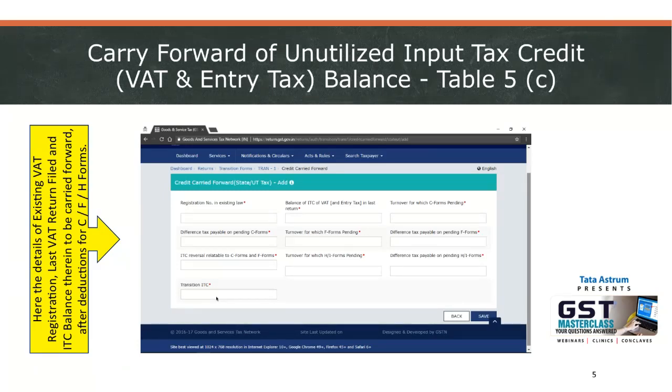So again, if you are carrying forward the VAT credit and there is a C form or F form pending, mind it, your transition ITC may be negative also. If your C forms and F forms are pending in huge numbers, the turnover is huge, but the closing credit carried forward is less than the differential tax payable, then your ITC may be negative, which may be shown as a negative effect in your electronic credit ledger also. So please be very sure before taking this credit, because this credit is not very easily available.